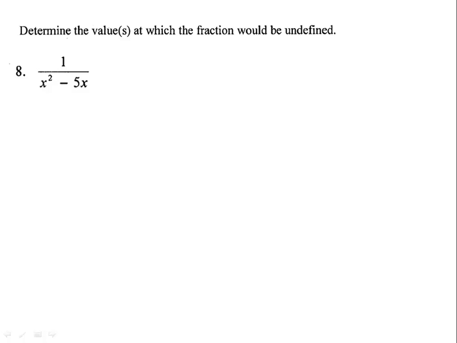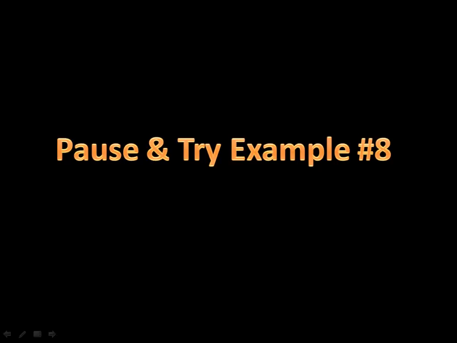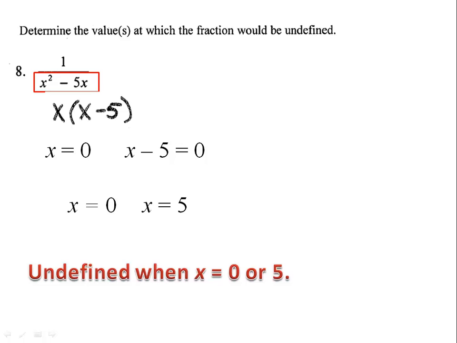Example 8 is the same thing. The first thing we need to do is factor and then find the undefined values. Please pause the video here and try example number 8. When I factor the denominator, I have x times x minus 5. That gives me my two equations, x equals 0 and x minus 5 equals 0. I solve those and find out that my undefined values are when x equals 0 and when x equals 5. If I plug either of those numbers into this expression, I'll end up with 1 over 0. And of course, I can't divide by 0.